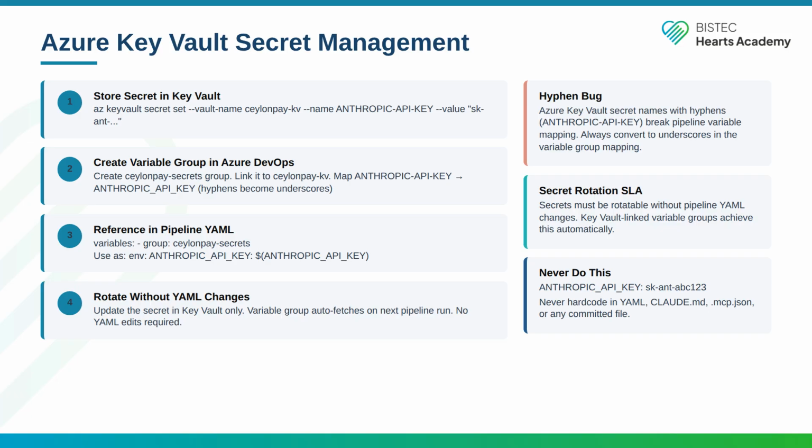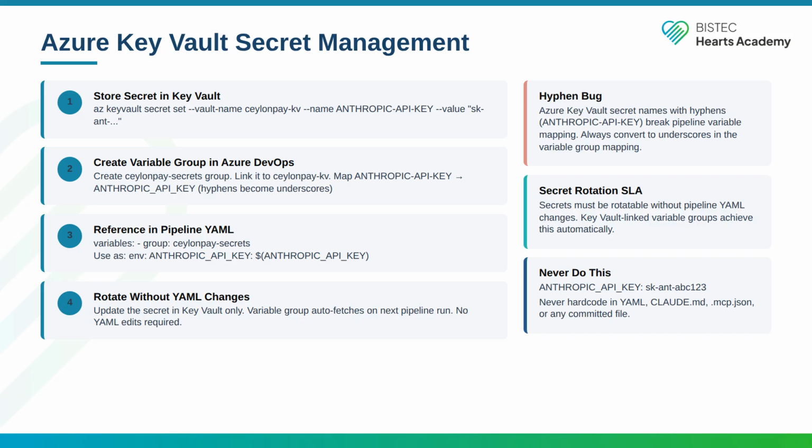This is important to remember because it differs from the convention we'll use in the pipeline. Step 2. Create a variable group in Azure DevOps and link it to the Key Vault. During this linking step, you map the Key Vault secret name, anthropic-api-key, to a pipeline variable name. Pipeline variable names cannot contain hyphens, so the mapping converts hyphens to underscores: ANTHROPIC_API_KEY. This conversion is required, but not automatic. You must set it explicitly in the variable group configuration. This hyphen to underscore mismatch is the single most common failure point when setting up this integration for the first time.